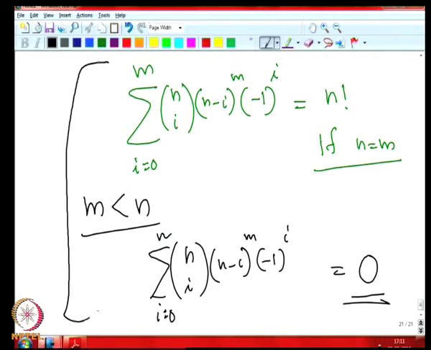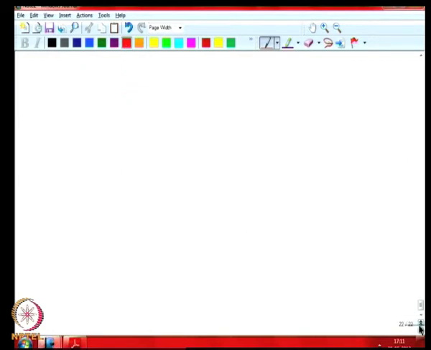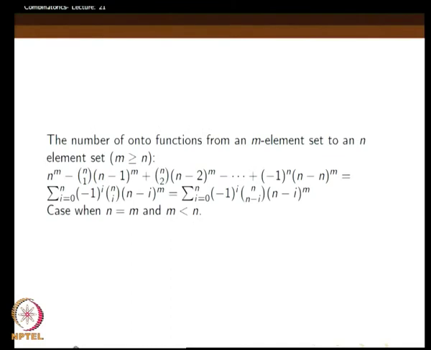This is kind of a combinatorial proof we have shown, that when m is less than n, this will add up to 0. So by manipulating the terms, can you get this same result? That you can try. Now, we have already discussed the onto functions. Now we will look at another problem.